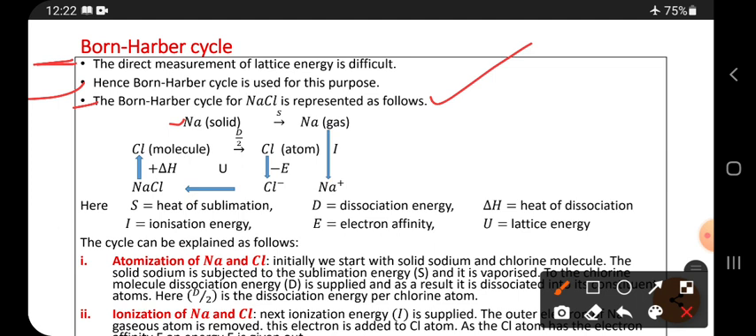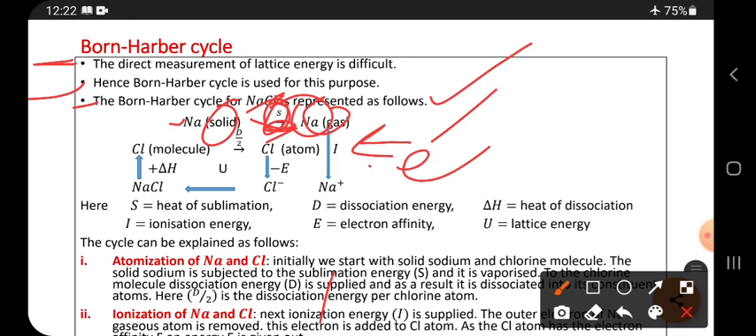Sodium is generally available in the solid state. What we have to do is heat it. Here S stands for sublimation, I will explain below. So heat it, then it is converted into gaseous form. When it is in the gaseous state, if you apply the ionization energy, then it gives out an electron and becomes a positive ion. Like this, solid sodium is converted into a positive ion.